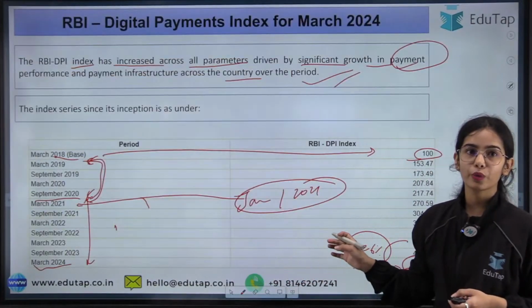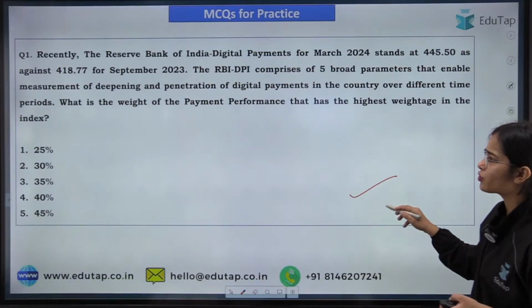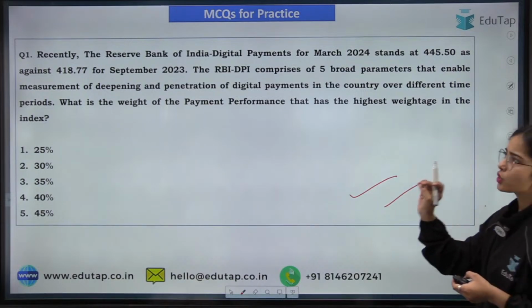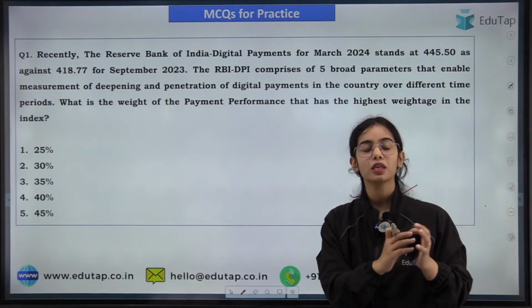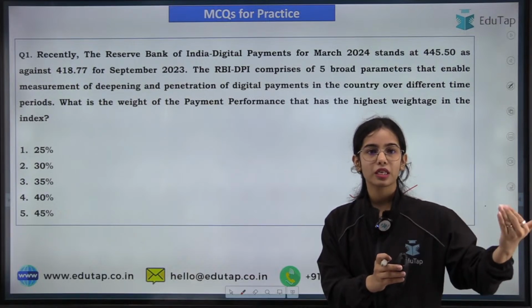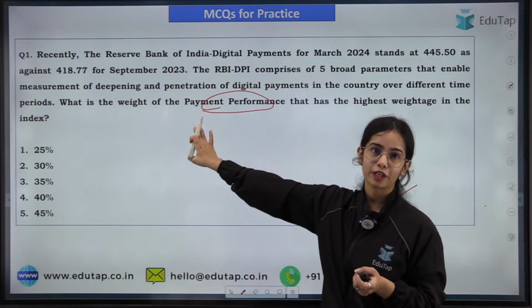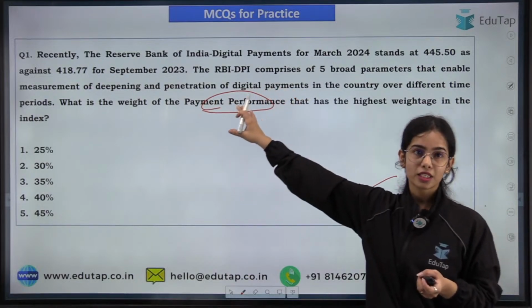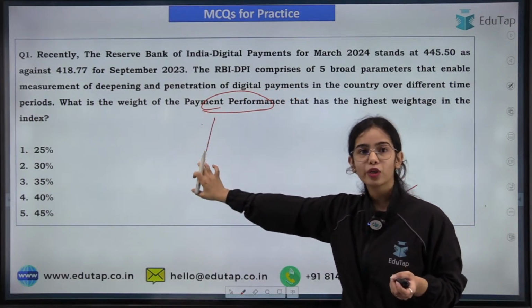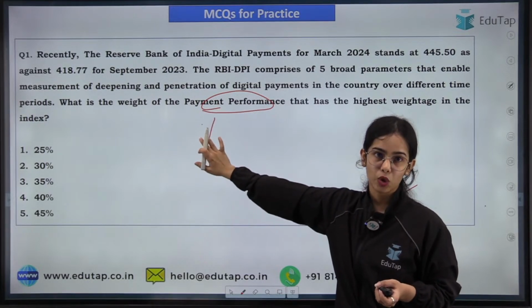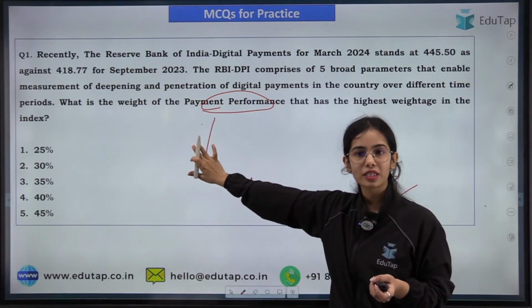Now, before going to the questions, this is the first question. I hope you will be easily able to answer it. In the previous year's RBI Grade B examination, there was a question regarding the highest weightage. The answer was payment performance. But what is the weight of the payment performance? That you must also know.